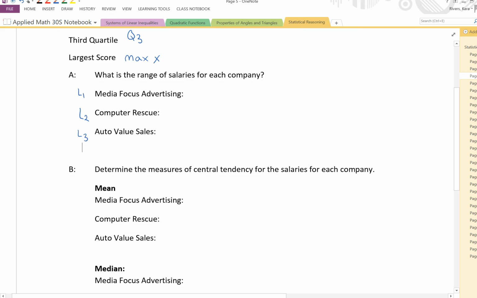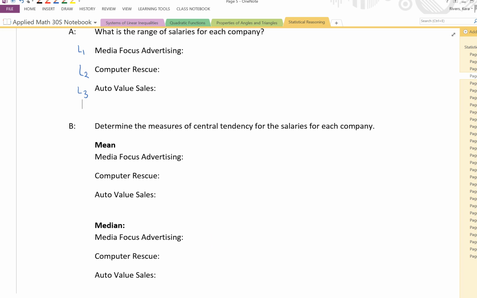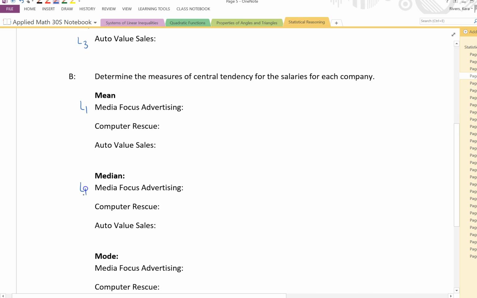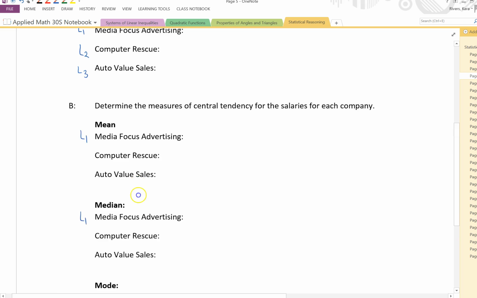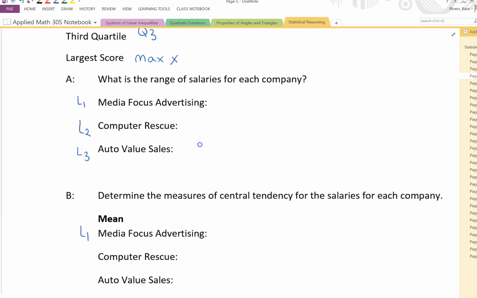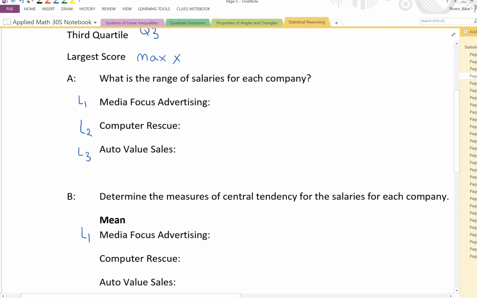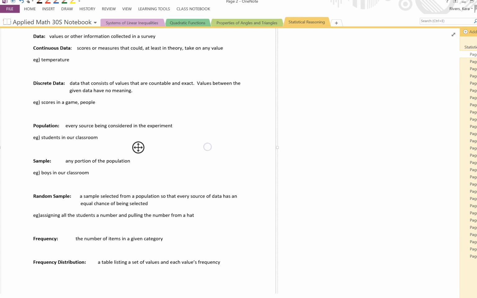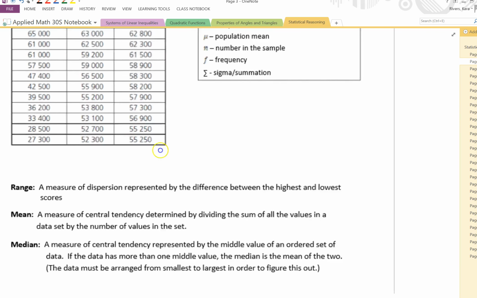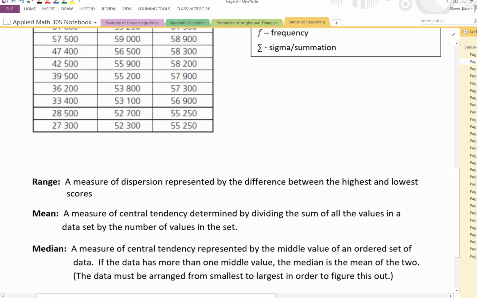So it's good to read ahead, because they say, okay, now let's find the mean for that company, the median for that company, the mode for that company. All right, so let's start at the beginning. It says, what is the range of salaries? Well, what does range mean? If you go back to your definitions, the range, let's go back there. Where was that? On the next page, at the bottom here, the range, a measure of dispersion represented by the difference between the highest and lowest scores.